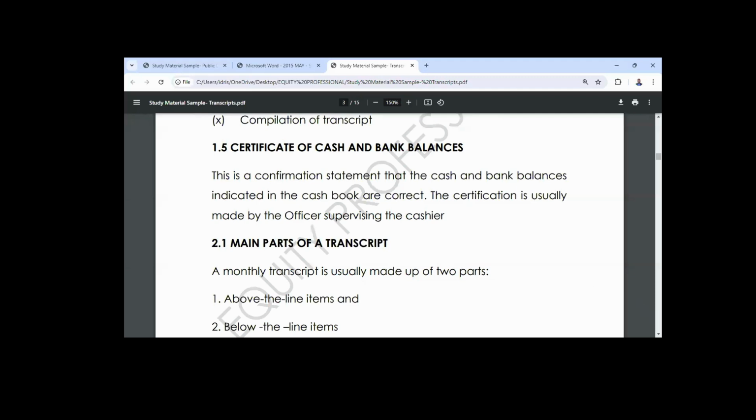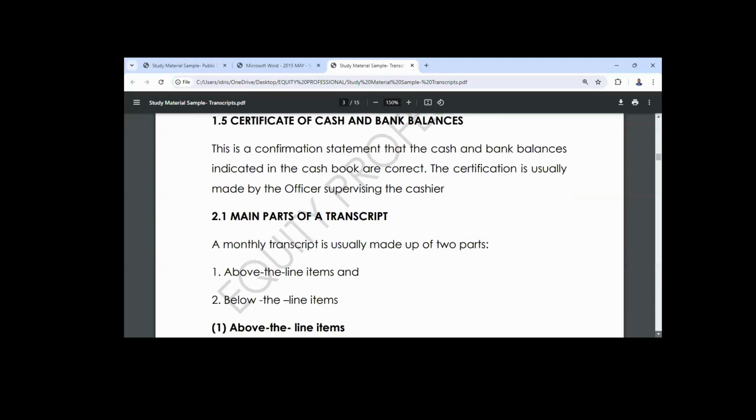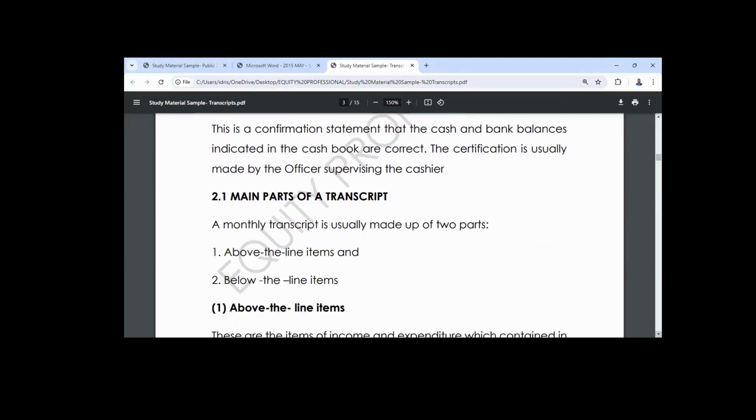So let's look at the parts of the transcript. There are two parts of transcript: above the line item and below the line item. Above the line item and what? Below the line item. What are the above the line items?